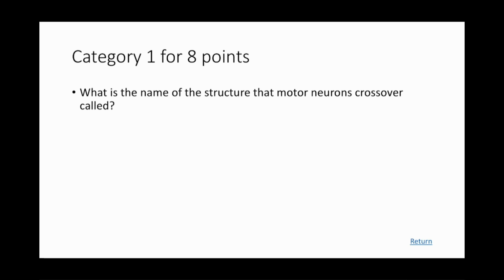And what's the name of the structure where motor neurons decussate or cross over? So remember, decussate, you may see that word as well. Decussate just means crossover. Okay, so where does this go? Yep. Pyramids in the lower medulla. This is motor. They cross over in the medulla.